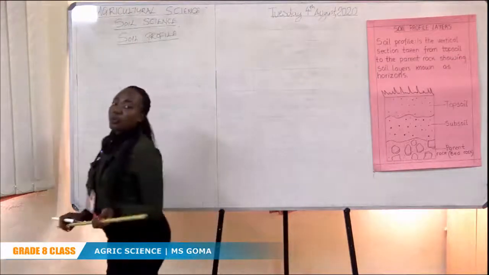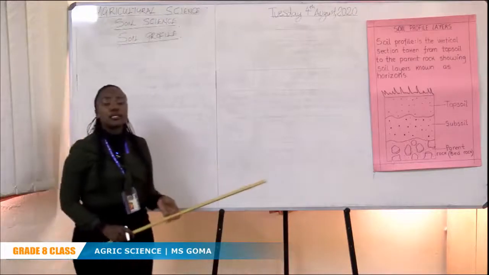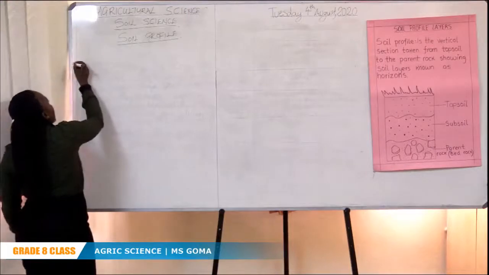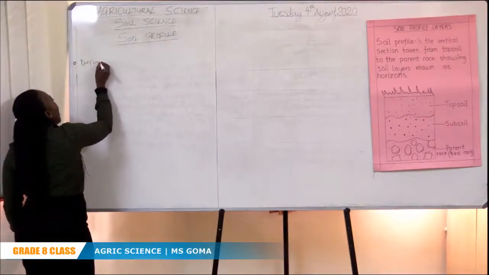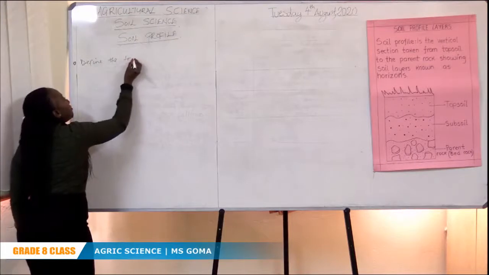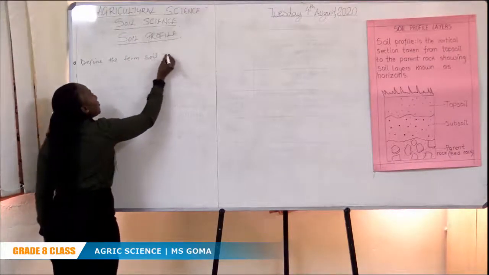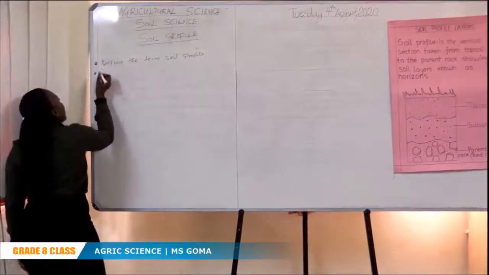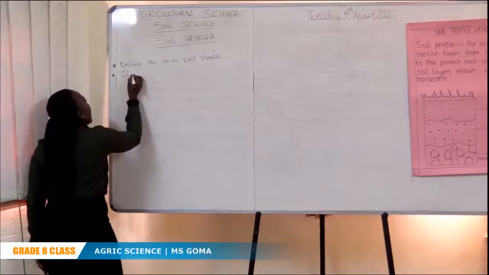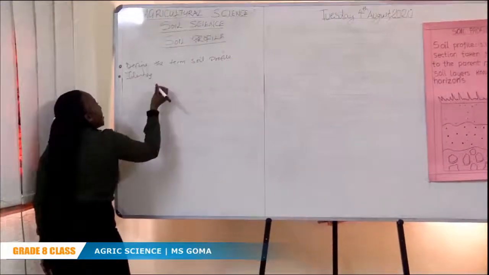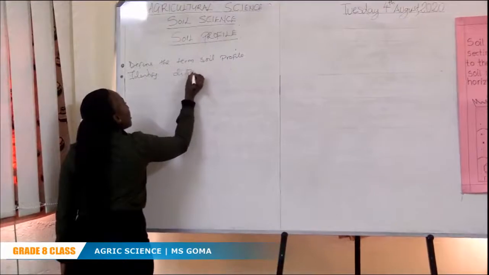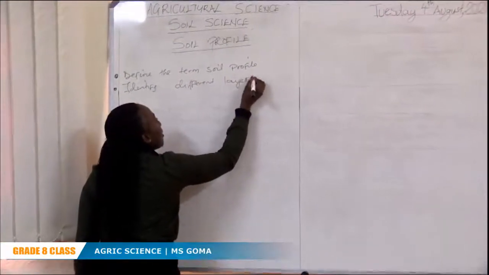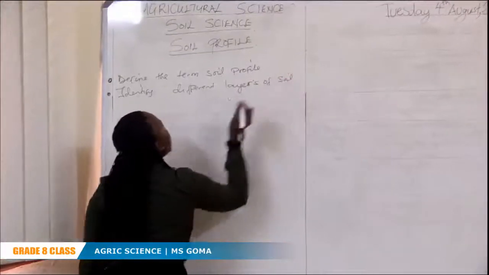So we're saying today's lesson is on soil science. The subtopic, soil profile, is a revision of what you did last term in grade 8. So in today's lesson, we need to define the term soil profile. After defining the term soil profile, we need to identify different layers of soil profile.